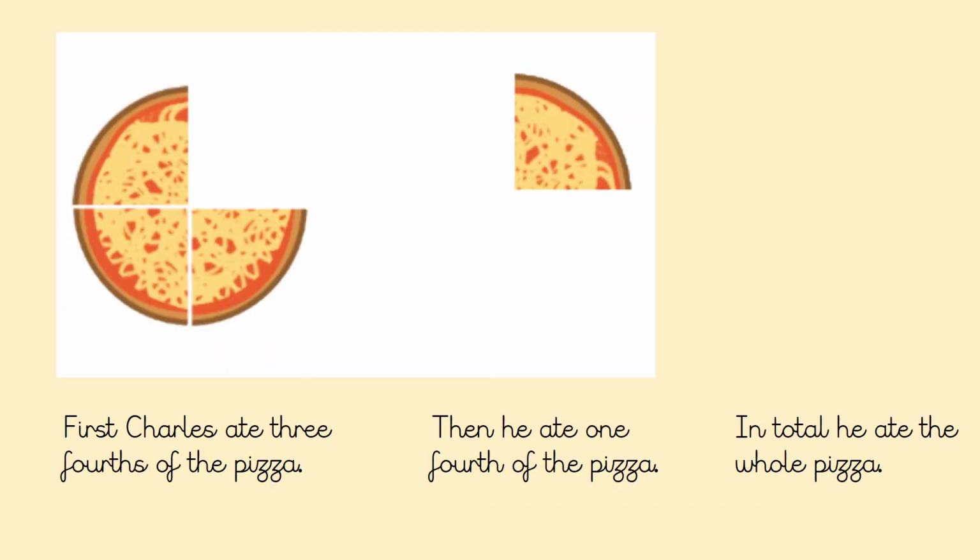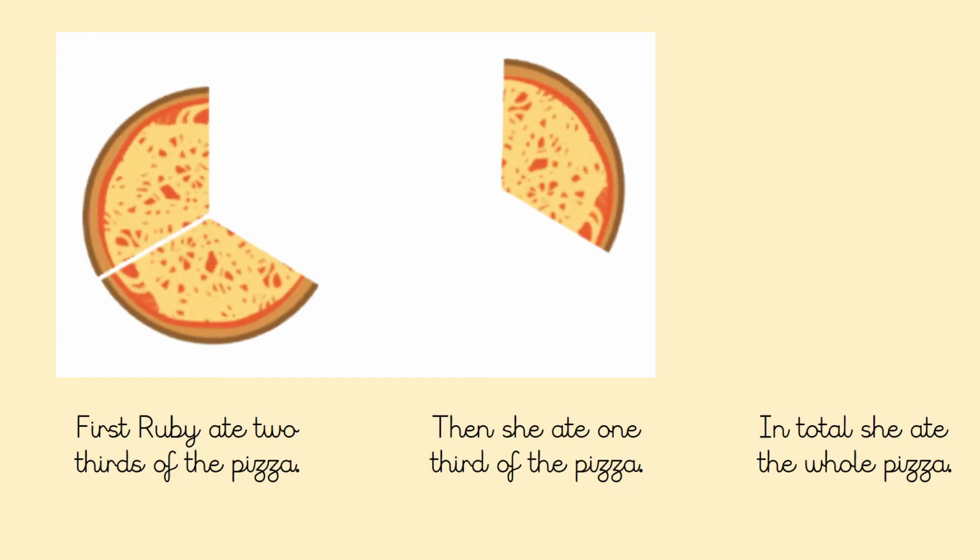So first Charles ate 3/4 of the pizza, and then that's when the doorbell went. So he went and chatted at the door with his neighbour, and then he came back and ate the last 1/4 of the pizza. Then in total he ate the whole pizza. And for Ruby, she had eaten 2/3 of her pizza when the doorbell rang, and then she went and chatted to her neighbour, and when she came back she ate the last 1/3 of the pizza. Then in total she had eaten the whole pizza.